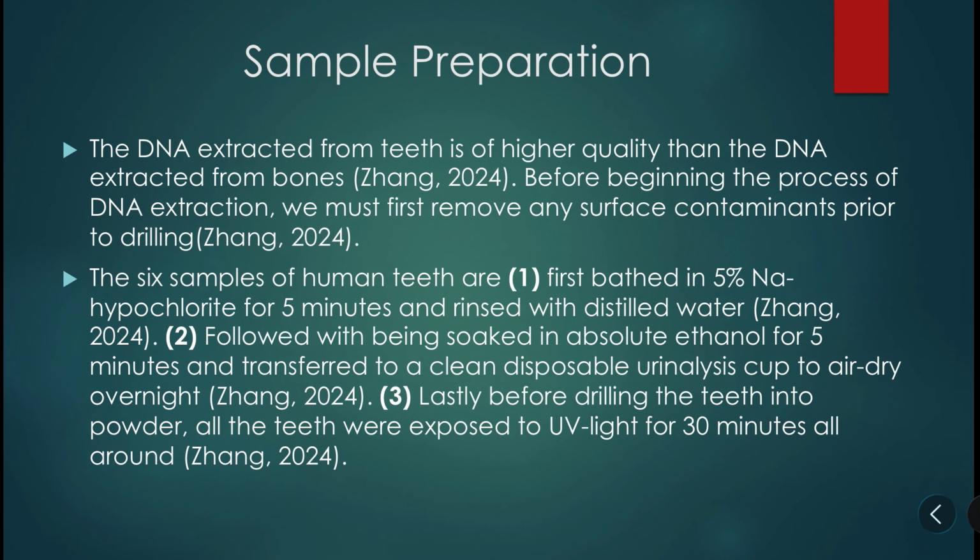Sample preparation. The DNA extracted from teeth is of higher quality than the DNA extracted from bones. Before beginning the process of DNA extraction, you must first remove any surface contaminants prior to drilling. The 6 samples of human teeth are first bathed in 5% sodium hypochlorite for 5 minutes and rinsed with distilled water, followed by being soaked in absolute ethanol for 5 minutes and transferred to a clean disposable urinalysis cup to air dry overnight. Lastly, before drilling the teeth into powder, all teeth were exposed to UV light for 30 minutes all around.